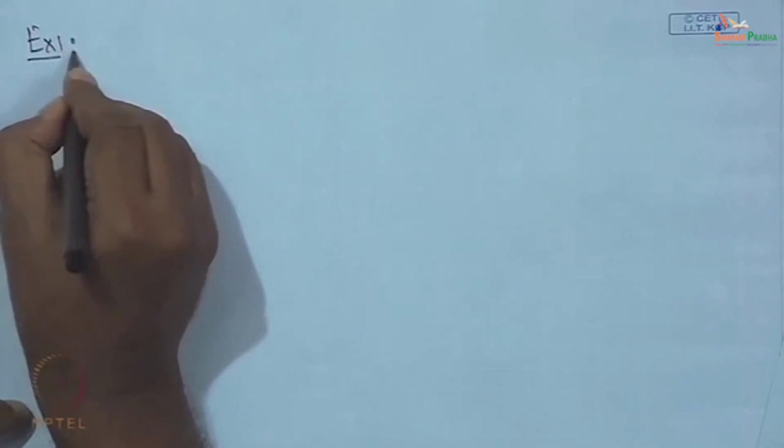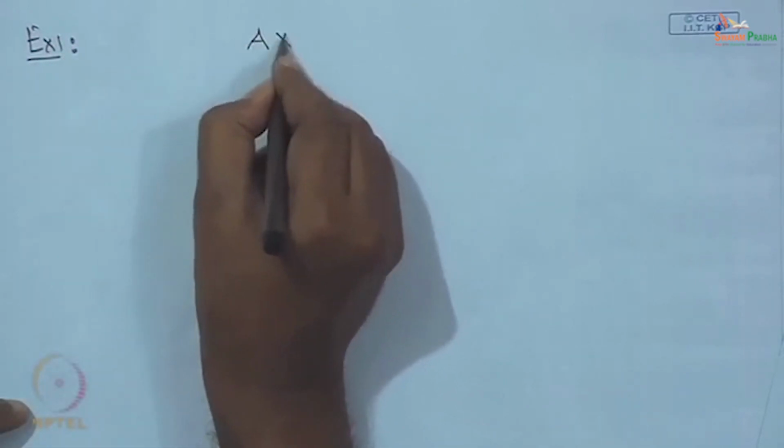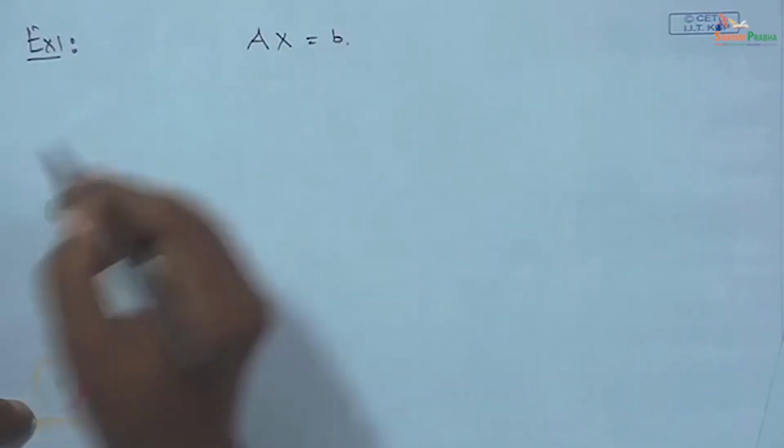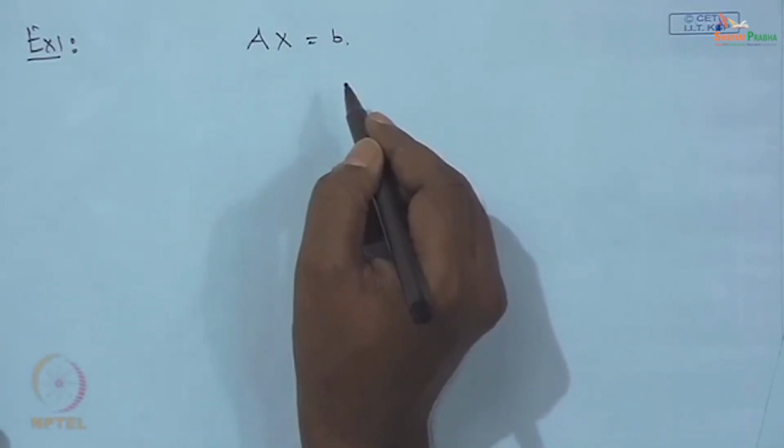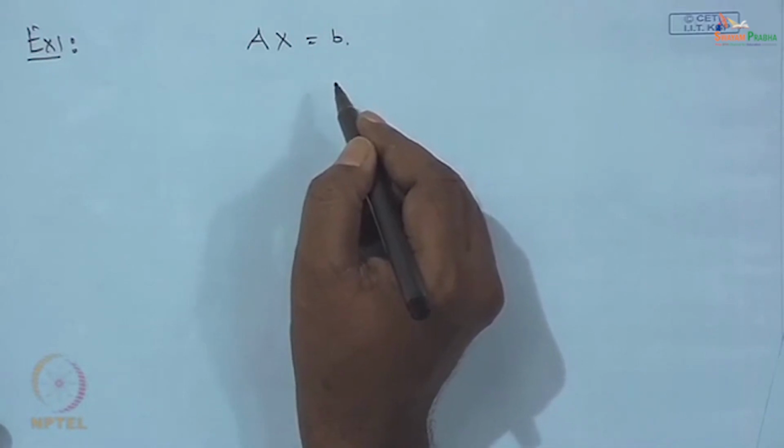The first example that I will be talking about is the solution of the problem A x is equal to b, where I will be taking a very simple problem in order to demonstrate. I will be taking a 2-dimensional problem for demonstration purposes. For higher dimensional problems, one has to go for numerical methods.